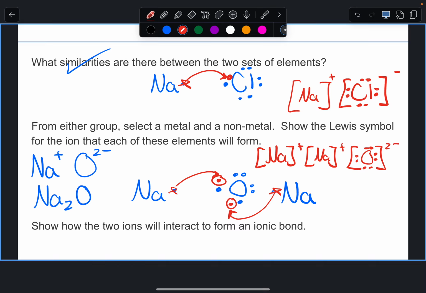The octet rule, it is not really a rule, it's a guideline, because by the end of the chapter we're going to break it. But usually things are going to want to fill their valence shell, meaning have 8 valence electrons. The other way they do that, if they're a metal, is they lose all of those electrons so that now the next one down is the filled one.